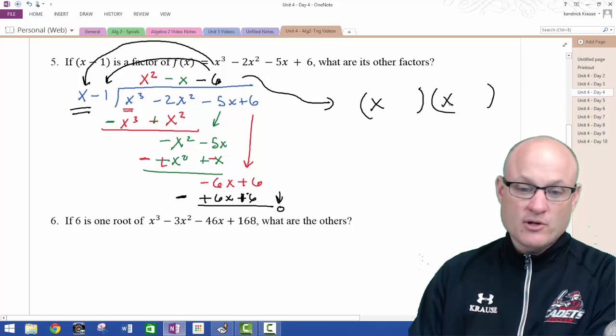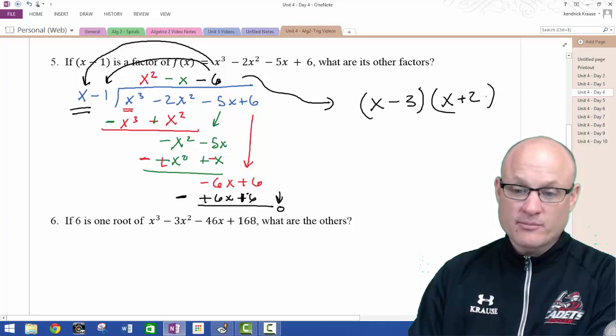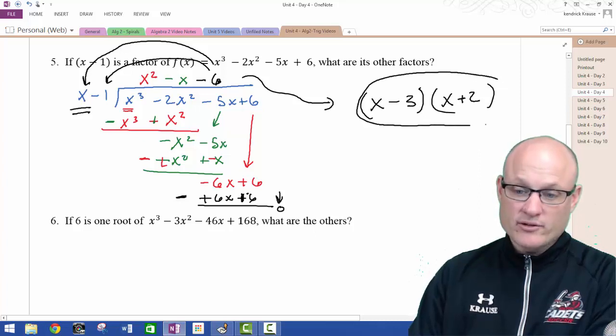X and x. What multiplies to negative 6 that adds up to negative 1? Well, one's plus, one's minus, so it's negative 2 and positive 3. Excuse me, negative 3 and positive 2. And those are the other two factors.